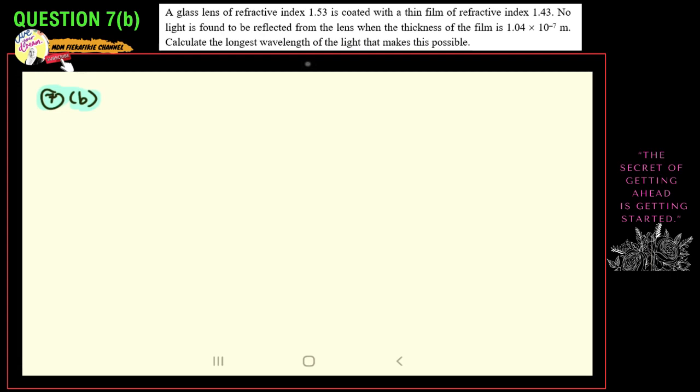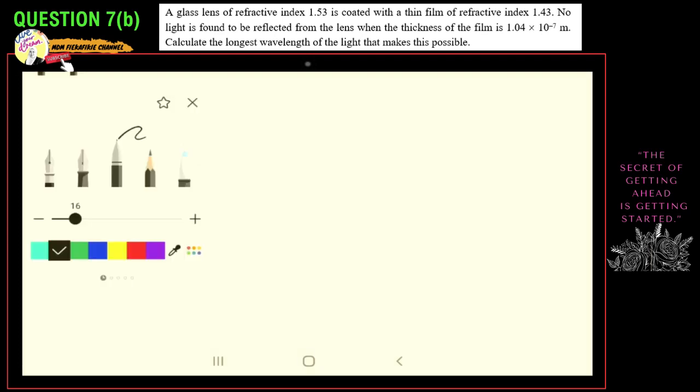So 7b, we have a glass lens of refractive index 1.53 is coated with a thin film, where the refractive index of the thin film is 1.43. So no light is found to be reflected. Alright, so ini adalah keyword dia lah. No light is found to be reflected from the lens when the thickness of the film is 1.04 × 10^-7 meter. So now we want to calculate the longest wavelength of the light that makes this possible. Okay, so let's draw first the layer.